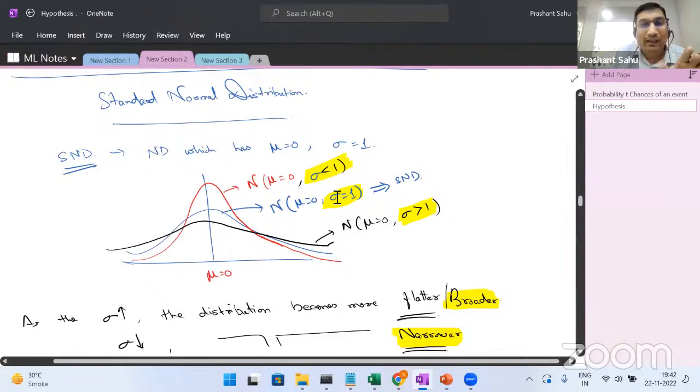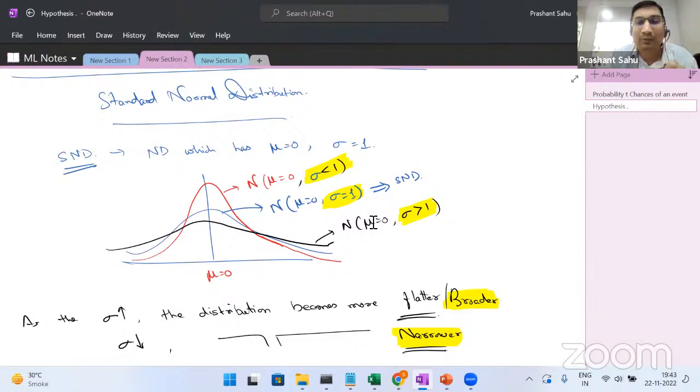So when the standard deviation is smaller than 1, it becomes a narrower distribution, as you see here. Okay. The red one is a narrower distribution. This blue one is a standard normal distribution because the sigma is 1, and the black is a flatter distribution. Can you see? That is a broader distribution. So a broad distribution will have standard deviation greater than 1. A narrow distribution will have a standard deviation less than 1. And a standard normal distribution will have standard deviation equal to 1.